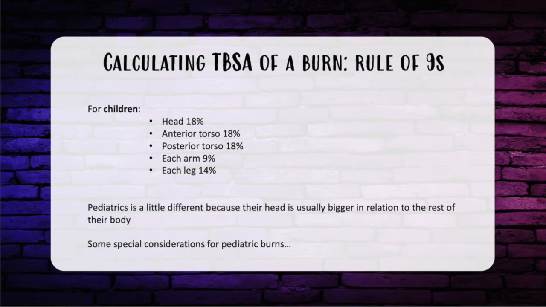Brian, to calculate these, do we need to change anything for children? Yeah, actually, pediatrics is a little different because their heads are usually bigger in relation to the rest of their body. Their head is going to be 18% total body surface area, anterior torso 18%, posterior torso 18%, each arm is 9%, and each leg is 14%, as opposed to adults, where each leg is 18%.